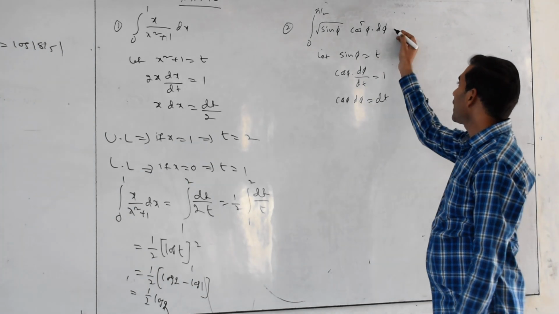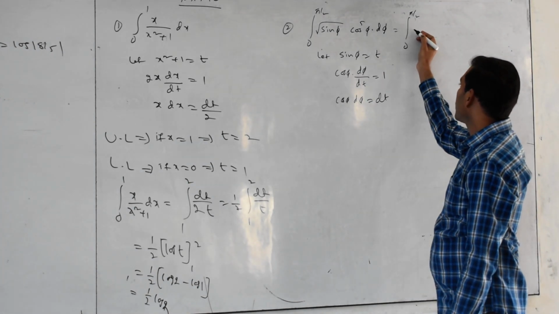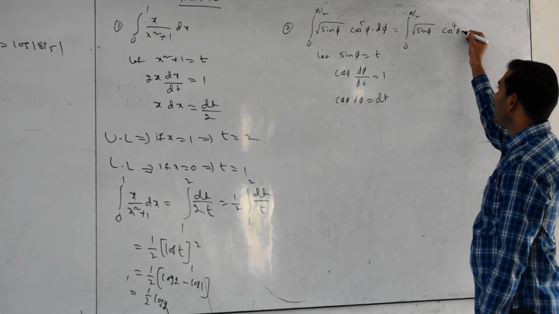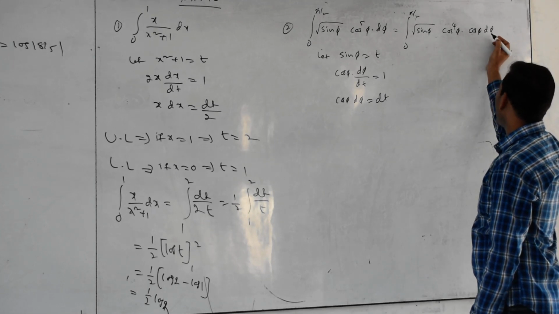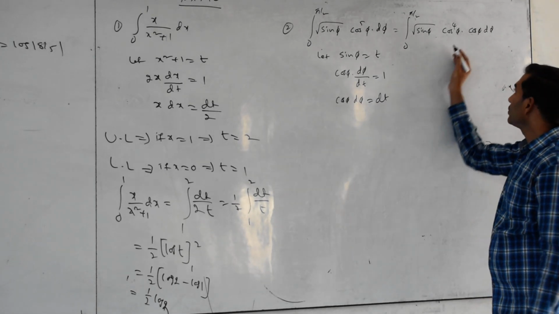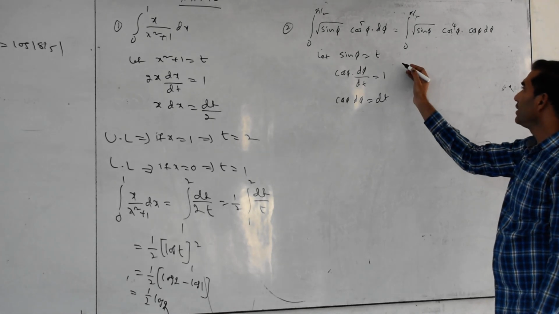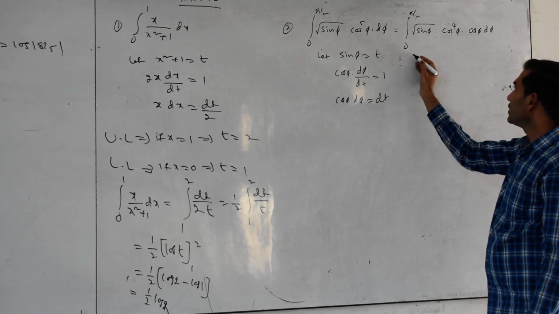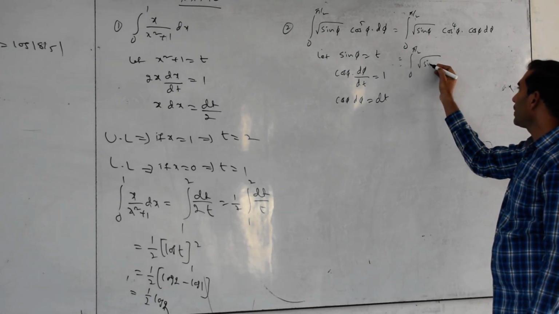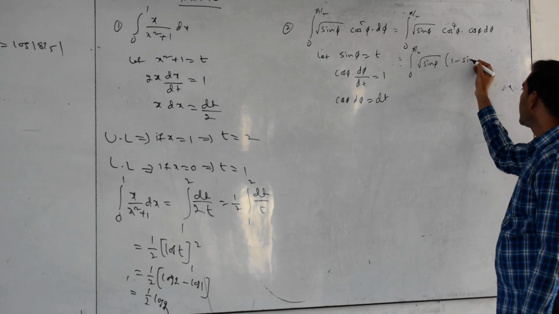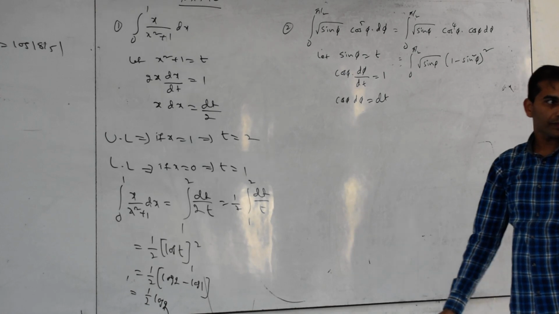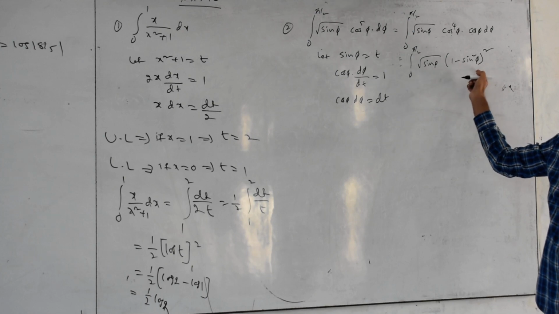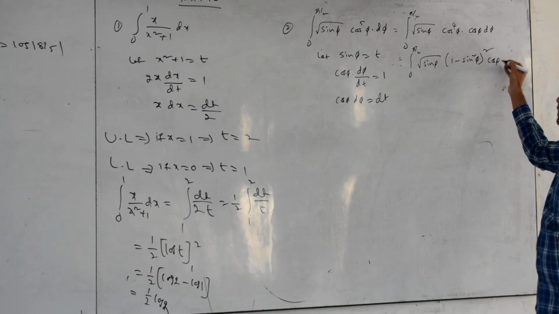Can I write the integral from 0 to pi by 2 of root of sin theta as cos power 4 theta into cos theta d theta, where cos theta d theta is equal to dt. So this also has to be converted in terms of sine. Cos square theta is 1 minus sin square theta, so cos power 4 is 1 minus sin square theta whole square, into cos theta d theta.